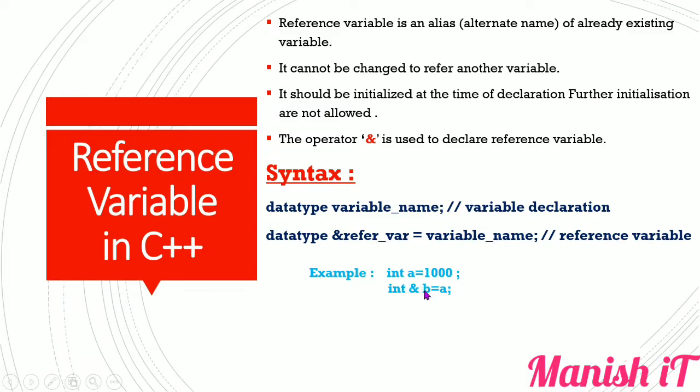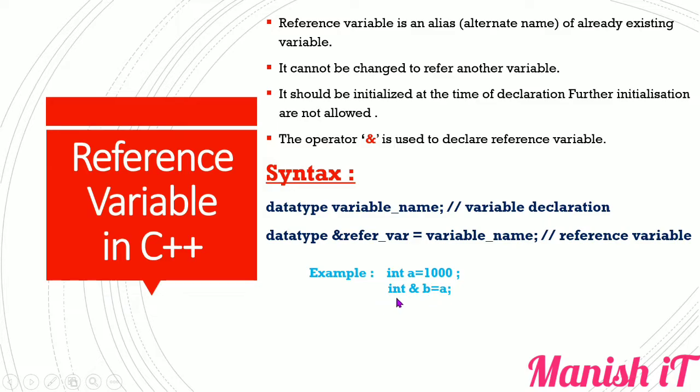You can also say that a reference variable is derived by the user. That's why it is called a user derived data type. And why is it called derived? Because int is a primitive data type, and from it we are deriving this reference with the help of the ampersand. We are deriving a reference variable. That's why it is called a derived data type.